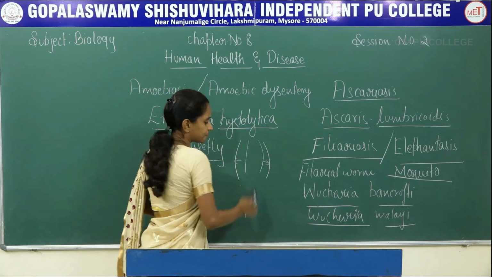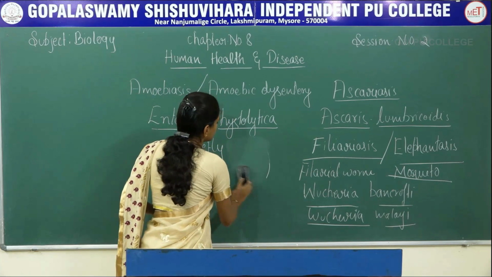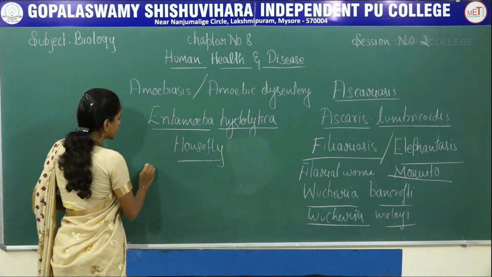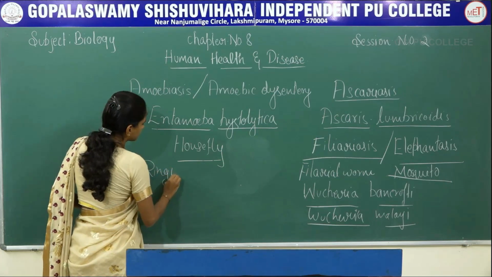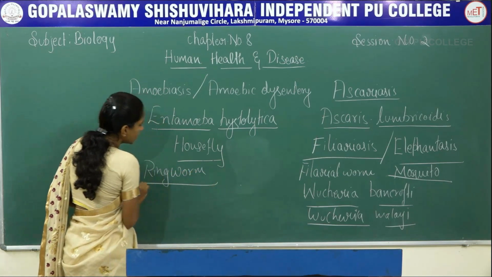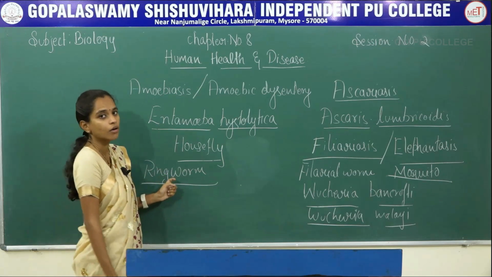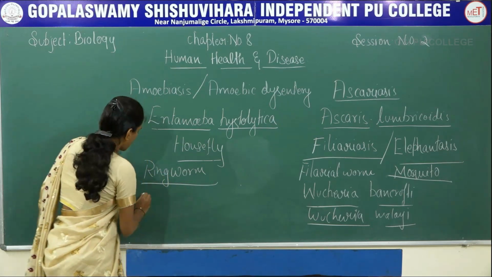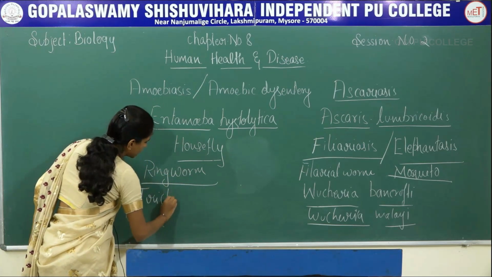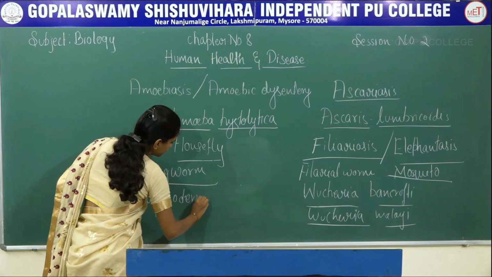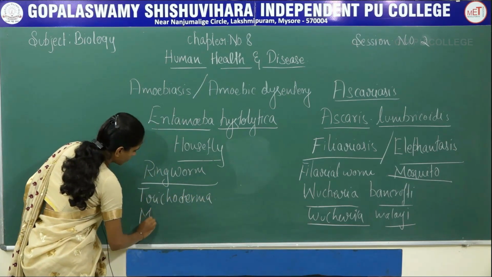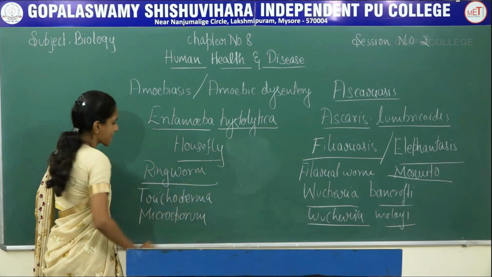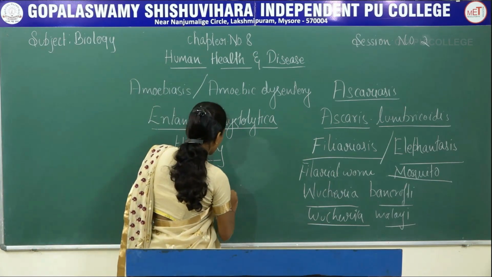Next one will be a fungal disease which is called ringworm disease. This ringworm disease is caused by certain types of fungi. They belong to three different genera. One is Trichophyton, another is Microsporum, and one more is Epidermophyton.